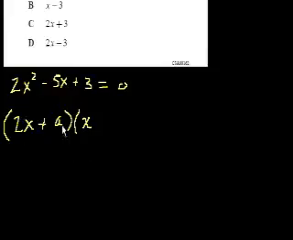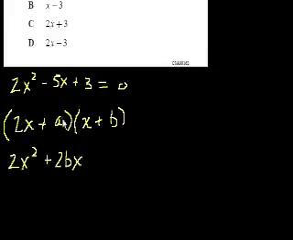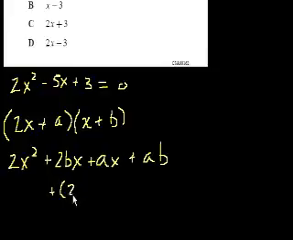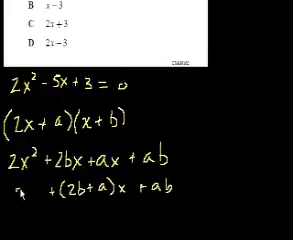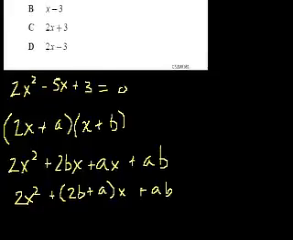So it's going to be 2x plus a times x plus b. And if we were to multiply this out, you get 2x times x is 2x squared, as it should. 2x times b is plus 2bx. a times x is plus ax. a times b is plus ab. And so let's see what we get: 2x squared plus 2bx plus ax plus ab. Okay, now we can do pattern matching, right?